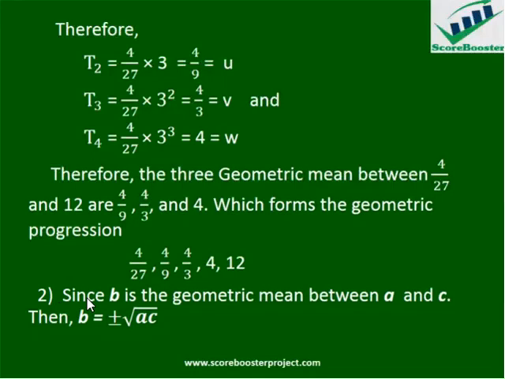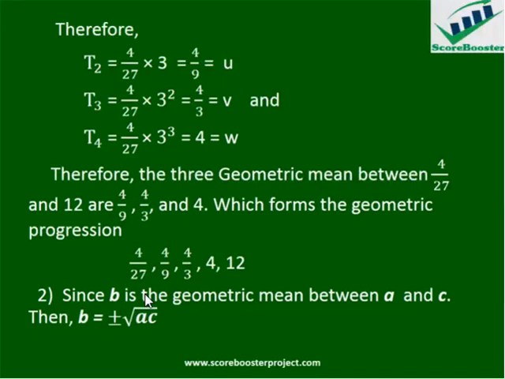So now we move to the second question. Here we are asked to find the geometric mean of two numbers. The first one is 5 and 20, and the second one is 1.5 and 8/27.